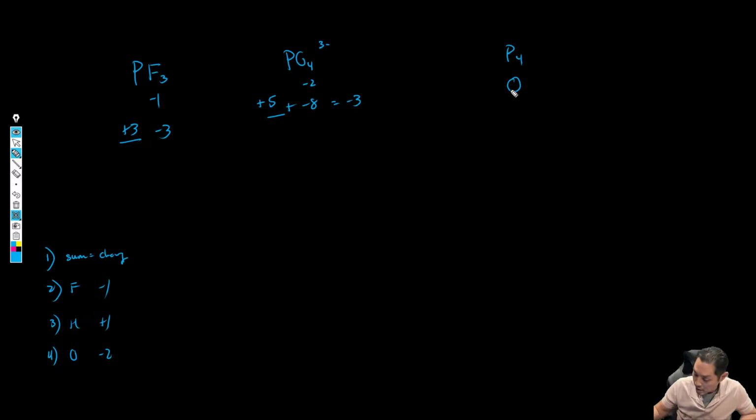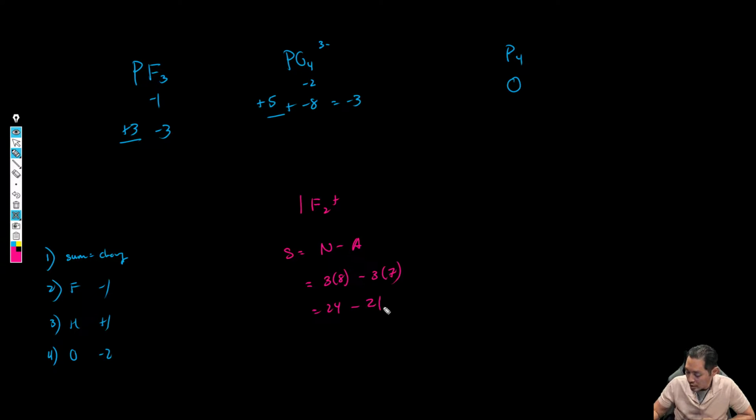Let's say you wanted to do IF2+. We want to find the Lewis structure of this one. So S equals N minus A. Noble is 3, so 3 times 8. They all have 7, so 3 times 7. So 24 minus 21. But it's a positive, so I'm going to get rid of one electron. So now we have 4 shared electrons, or 2 bonds.